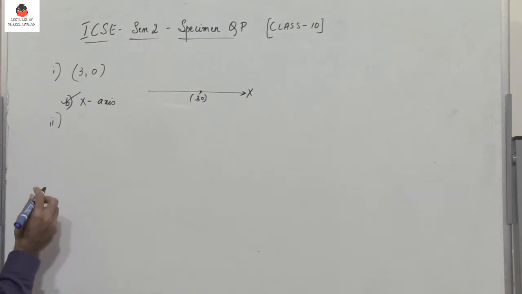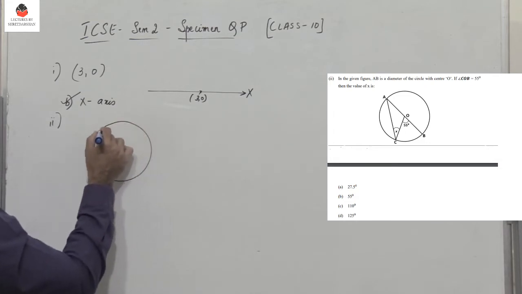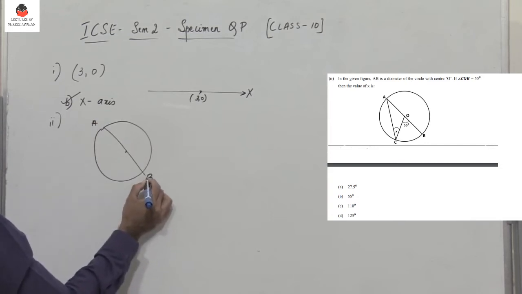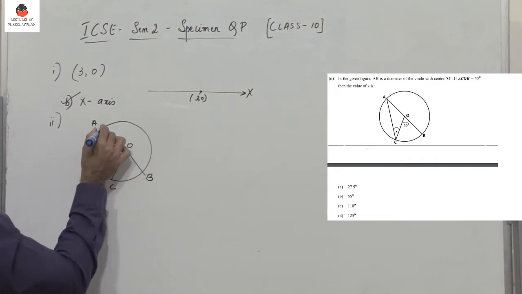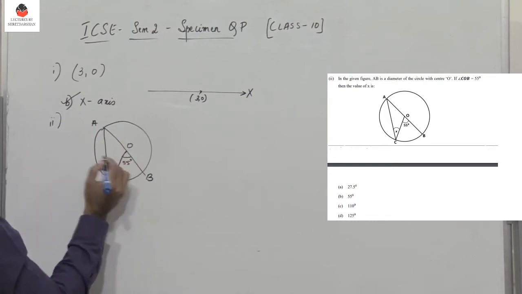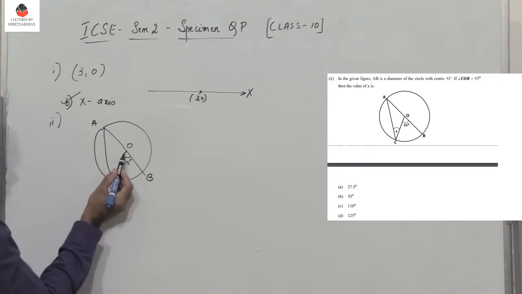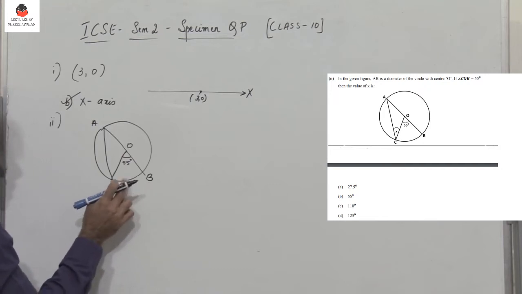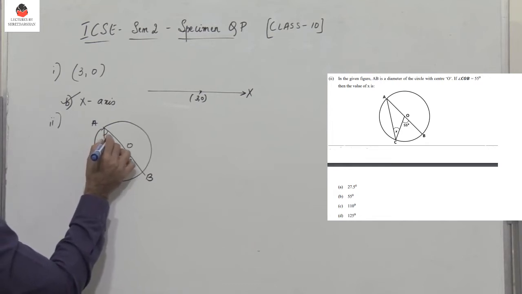2. In the given figure, AB is the diameter of a circle. There is a figure given. This is AB, which is the diameter of the circle, point O. Then you have C, and then join A and C. This angle is 55 degrees. If this angle is 55 degrees, what about this angle? This angle 55 degrees is subtended at the center by the arc BC. The same arc subtends an angle 55 by 2, which is 27.5.